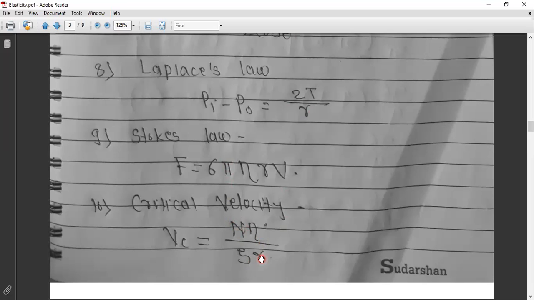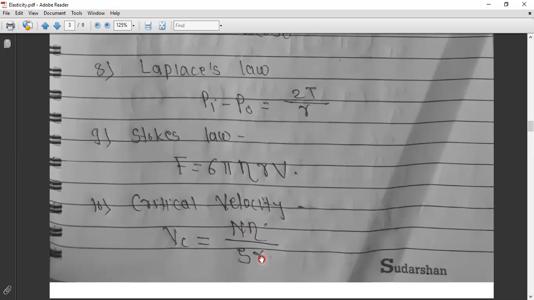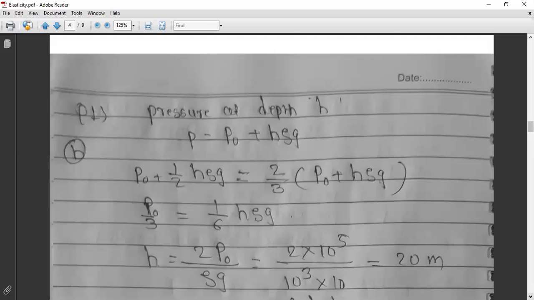Then after this we'll start some MCQ parts of this liquid. So first question, we'll see the first question number 1, and this question is related to pressure and depth. What is question number 1? If the pressure at half the depth of a lake is equal to 2/3 of the pressure at the bottom of the lake, then what is the depth of the lake?